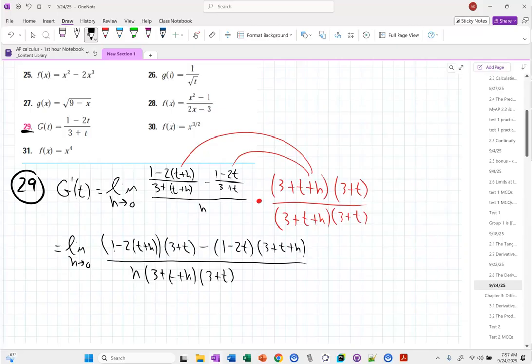Great. What I'm going to do now is FOIL out the numerators and then look to combine like terms. So this one I'm going to think about, I'm going to distribute the 2 through there. Is that okay?